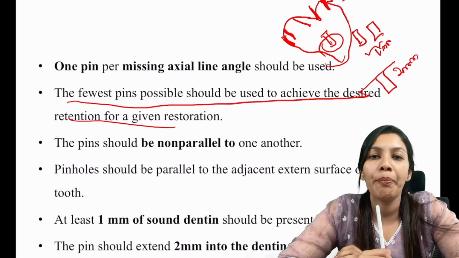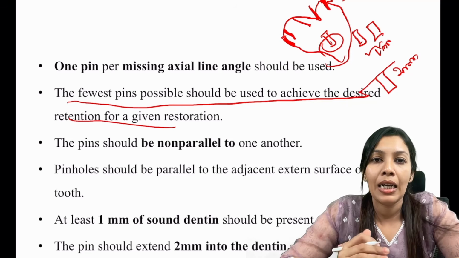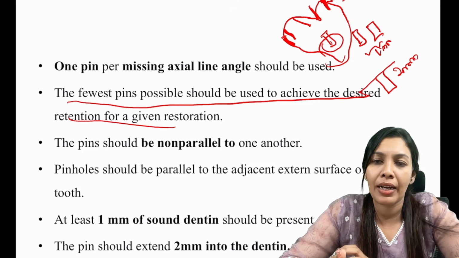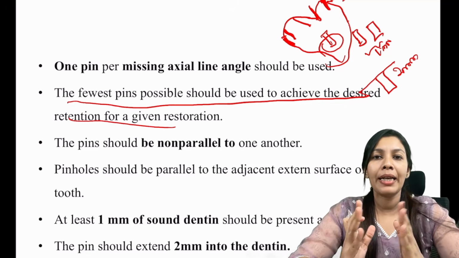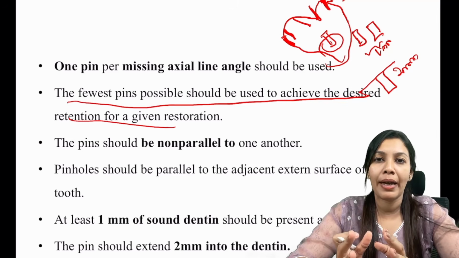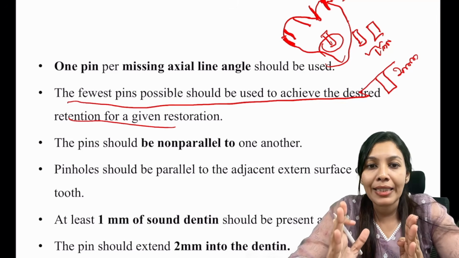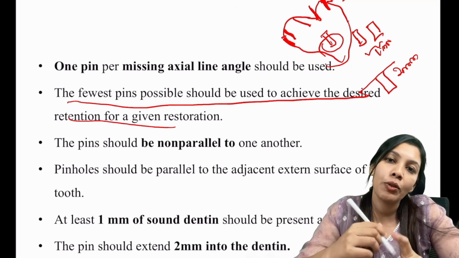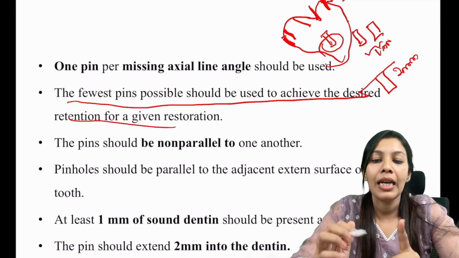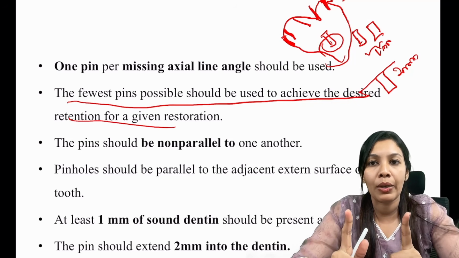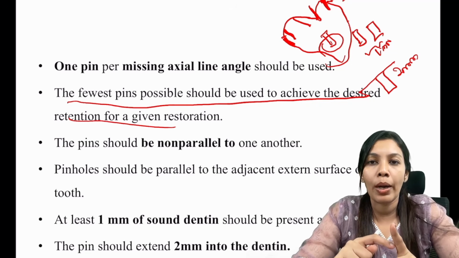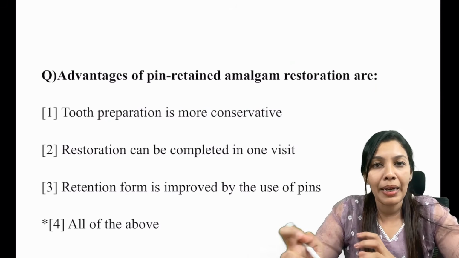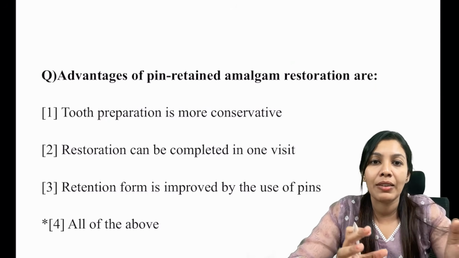First of all, one pin should be there per missing axial line angle. Fewer pins should be used for the retention to take place. The pins, while placing, should be in a non-parallel manner. The pin should be parallel to the external surface of the tooth, and 1 mm of dentine should be seen around it. The distance between two pins should be 1 mm, and at least 2 mm of the pin has to go into the dentine. So those are the main important things when we deal with the pin retained amalgam restoration.